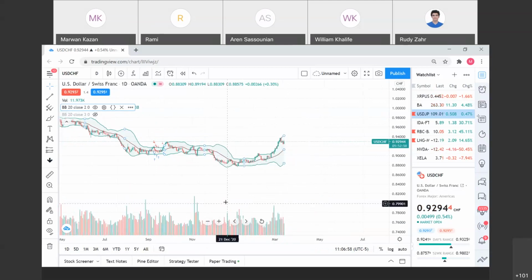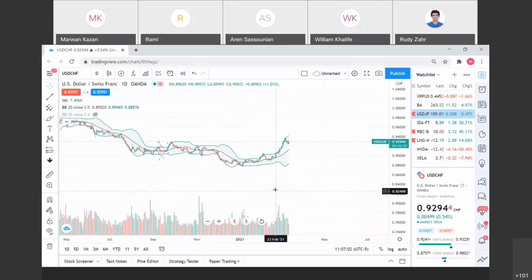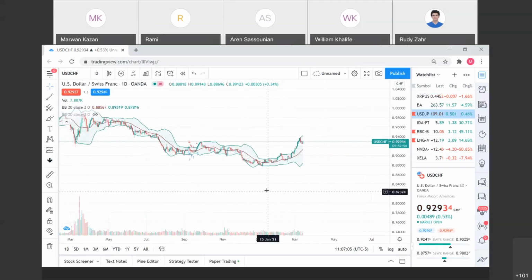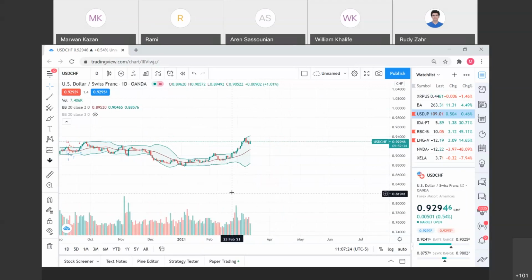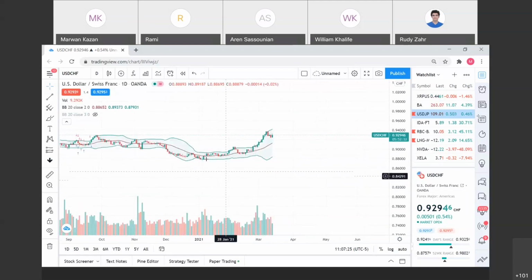So how Bollinger Bands work: as you see, the Bollinger Bands are three bands. The mid band is the simple moving average, then the lower band and the upper band. Simply, when the price touches the lower band, you buy.